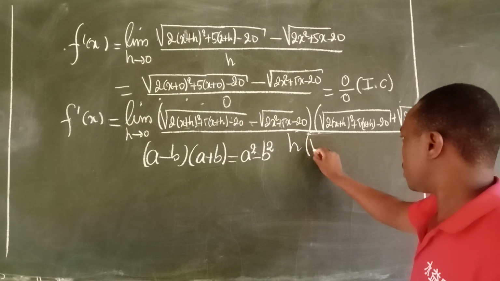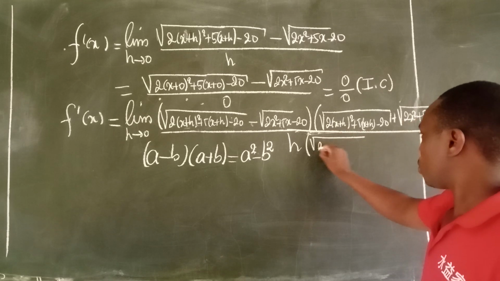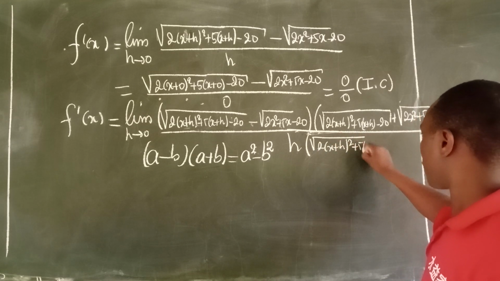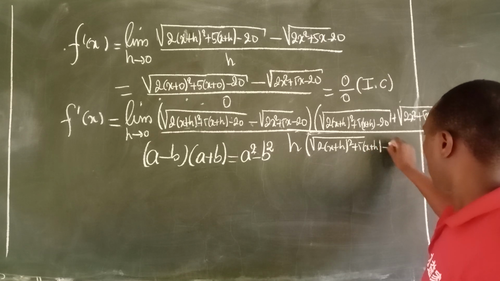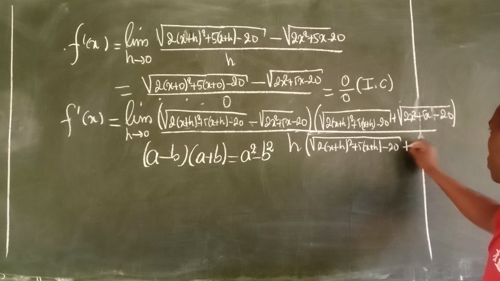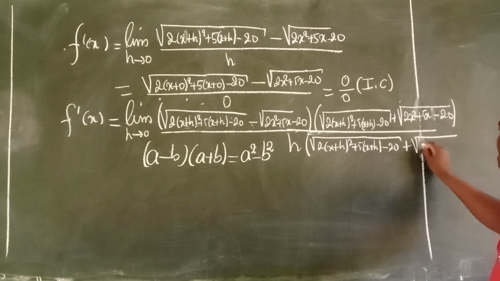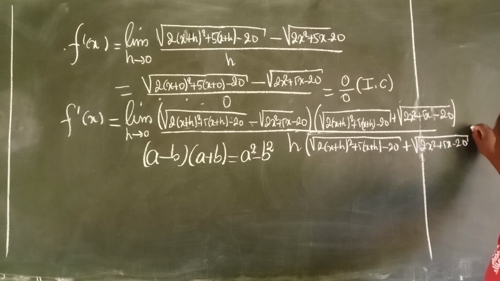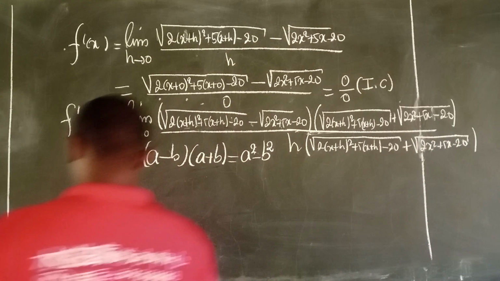Here is the square root of 2 into (x plus h) squared plus 5 into (x plus h) minus 20, extend this line, plus the square root of 2x squared plus 5x minus 20. Yes, thank you for being patient.